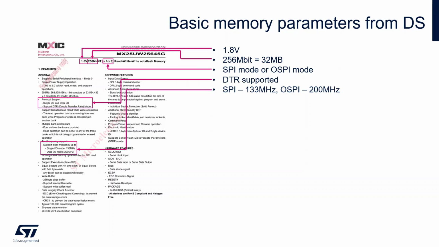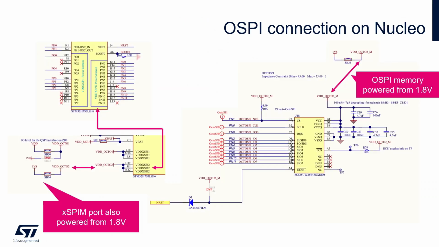Another important parameter is the maximum speed. In the single data SPI mode, it's 133 MHz. On Octo SPI, it will be 200 MHz. This is information which will be used during the configuration, so this is why I wanted to show it to you. Another important part is how the memory is connected to the STM32. The memory is connected by 8 data pins, the clock and the chip select, of course, and also the data strobe signal. The important thing to mention here is that the memory is really running on 1.8 volt.